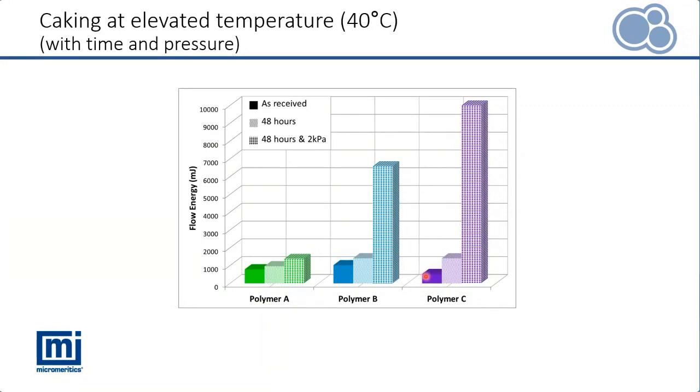But as soon as it's stored for 48 hours at 40 degrees, or even when we apply a 2 kilopascal consolidation load, that flow energy skyrockets, and we're almost at 10,000. So on polymer C especially, our flow energy is increased by more than tenfold, and is clearly much more sensitive to storage conditions compared to polymer A, with polymer B coming in the middle.